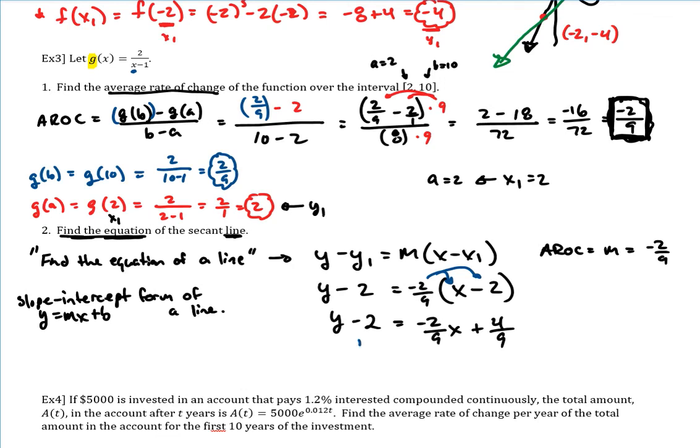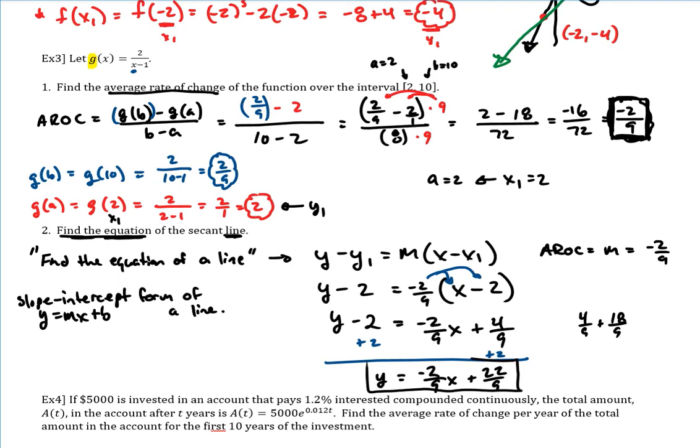And then last, I would need to add 2 to both sides. Well, adding 2 to both sides, I would need to get a common denominator. So I've got y equals negative 2/9 x plus 4/9 plus 2. Again, I could use a calculator, or when I do plus 2, I know that's the same thing as 18/9, because 18 divided by 9 is 2. So 4 plus 18 is 22, and then still over 9. And then that's it.